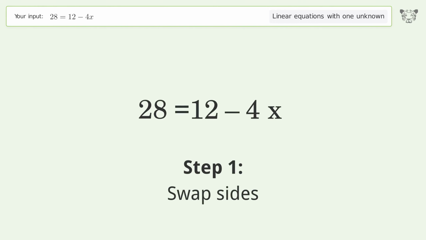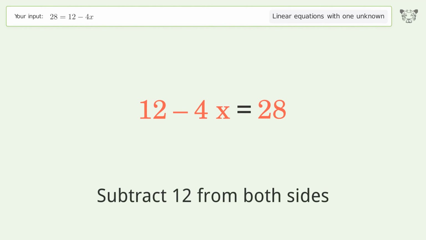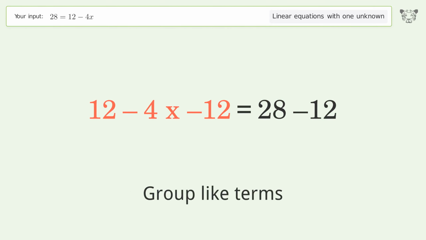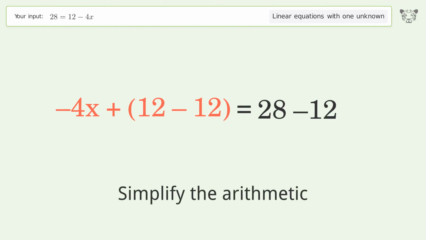Swap sides. Group all constants on the right side of the equation. Subtract 12 from both sides. Group like terms. Simplify the arithmetic.